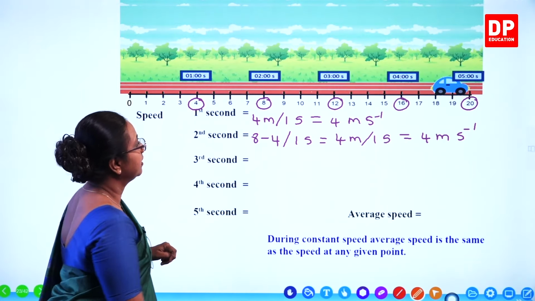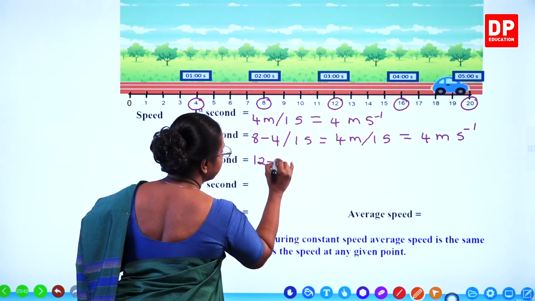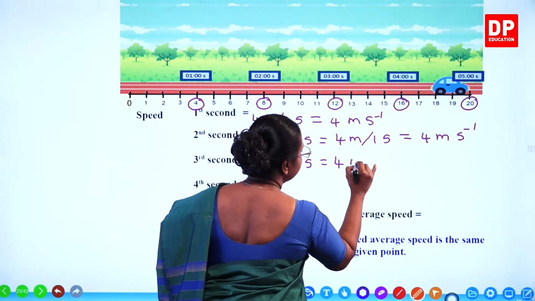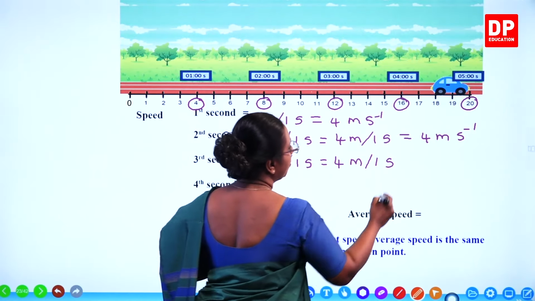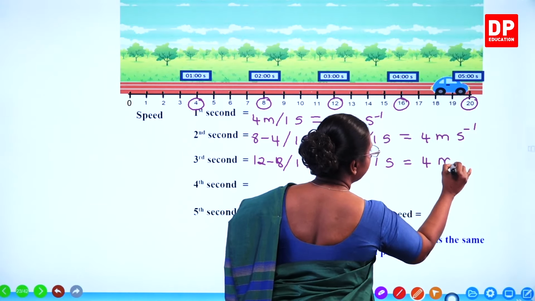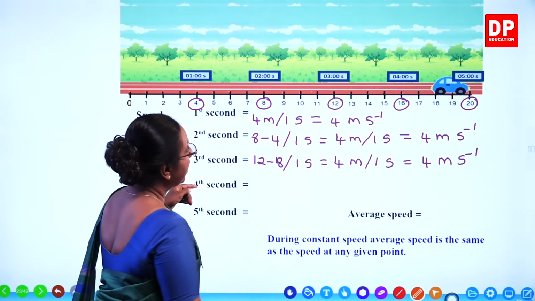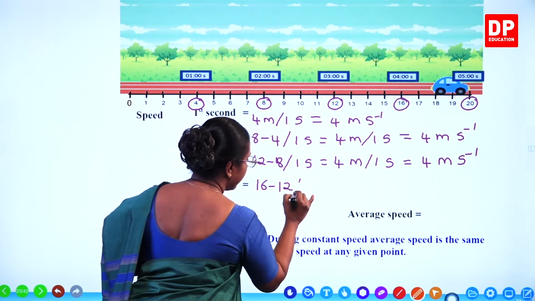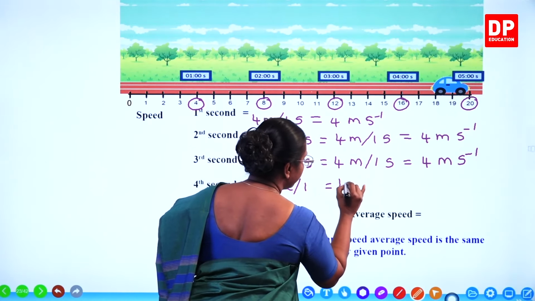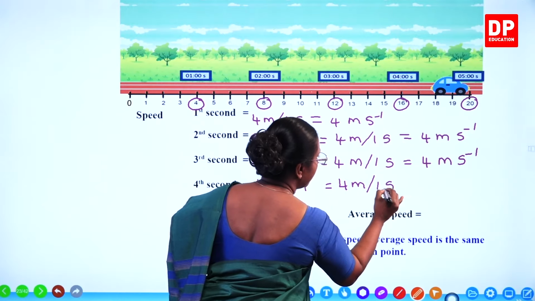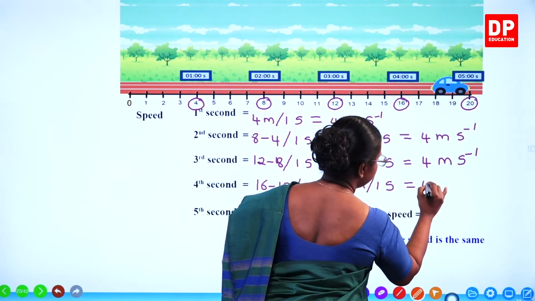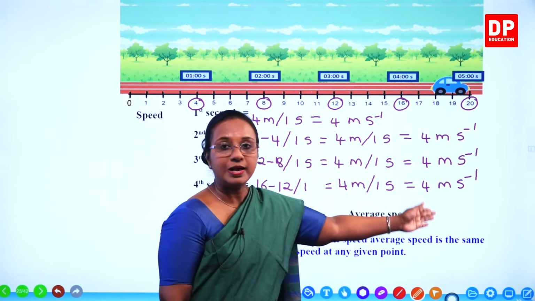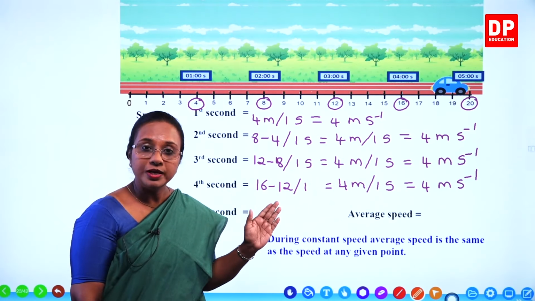Then the third second, again 12 minus 8 divided by 1 second. That is also 4 meters divided by 1 second. Speed is 4 meters per second. And the fourth second, 16 minus 12 divided by 1, so 4 meters divided by 1 second. Again, the speed is 4 meters per second. So, as you can see, all the values are the same. So, what do we call this speed?